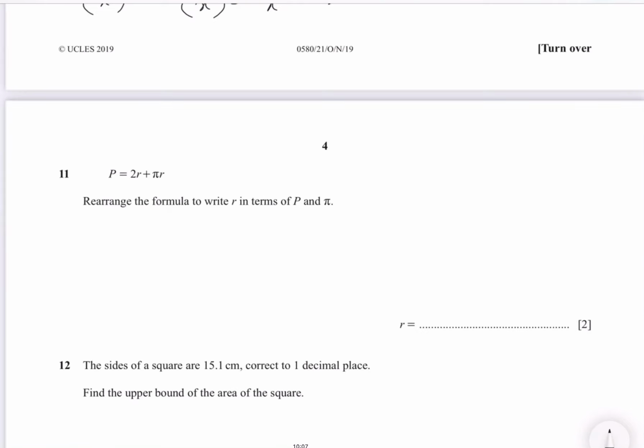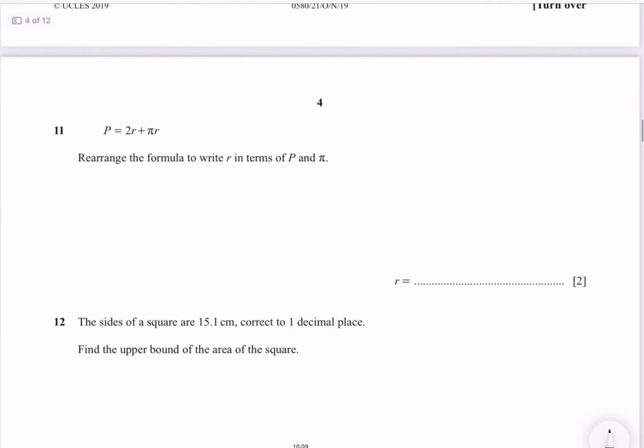Question number 11. P equals 2r plus pi r. Rearrange the formula to write r in terms of p and pi. So we have to make r the subject, so take r as common. So it becomes p over 2 plus pi equals r. So this would be our final answer.